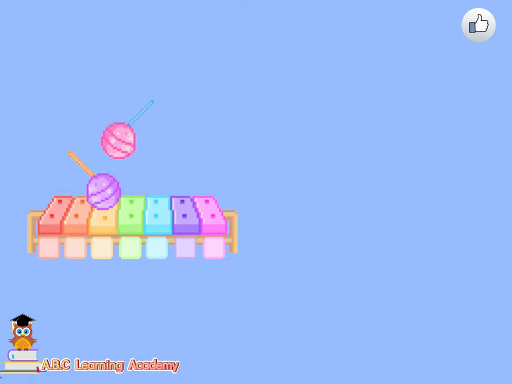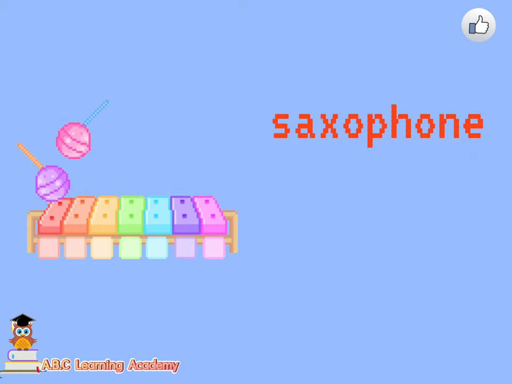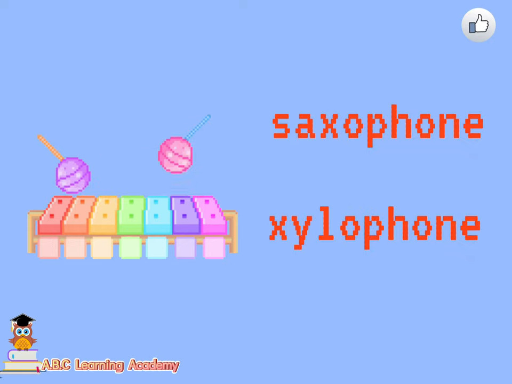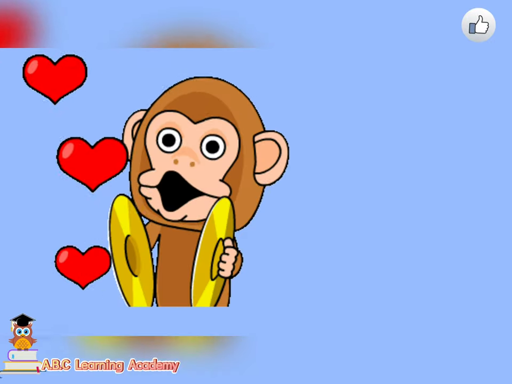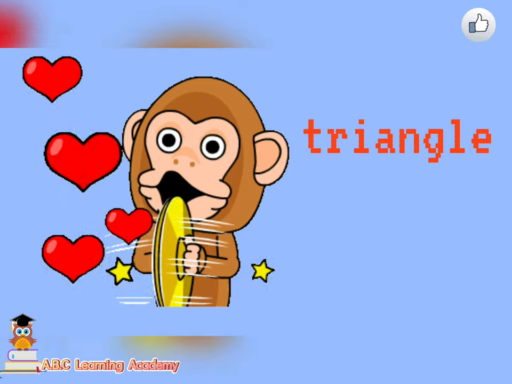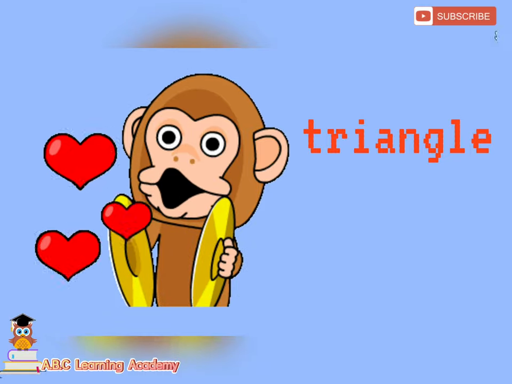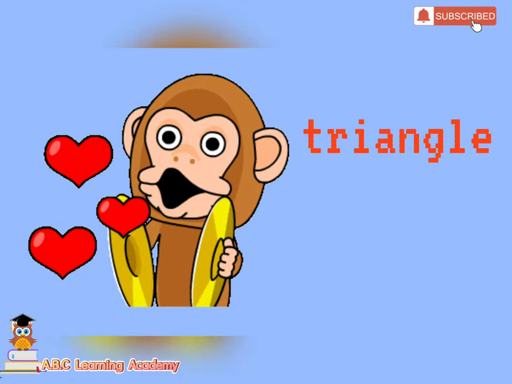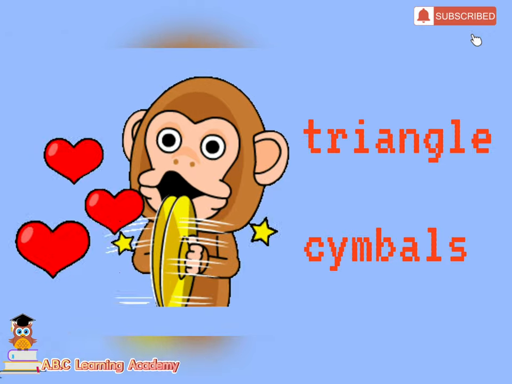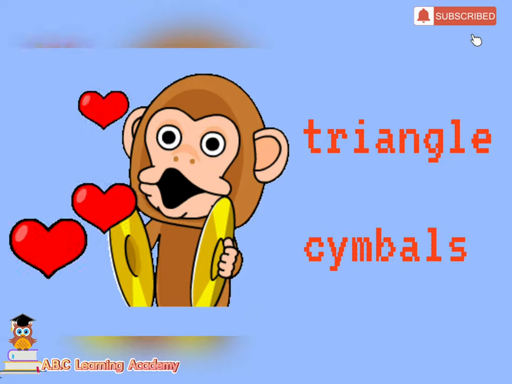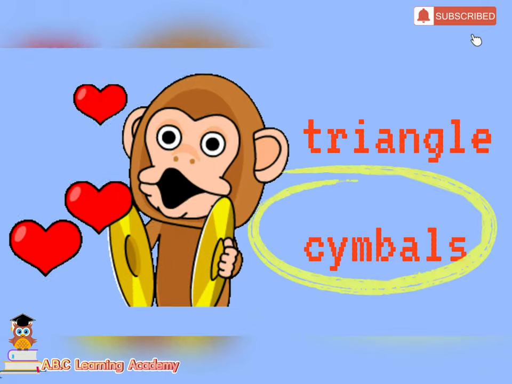Next, is this a saxophone or is it a xylophone? You're right, it's a xylophone. How about this one? Is this a triangle or is it a cymbals? The answer is cymbals. Very good.